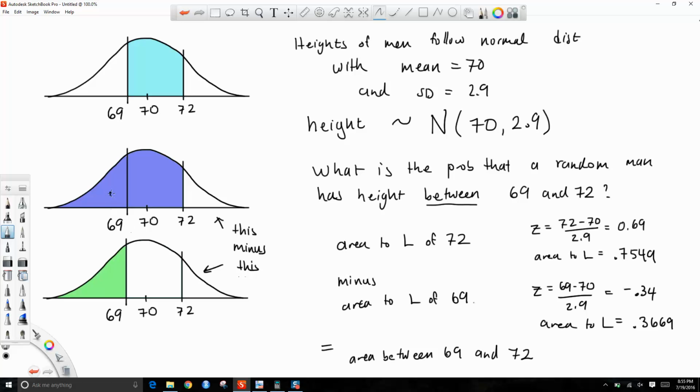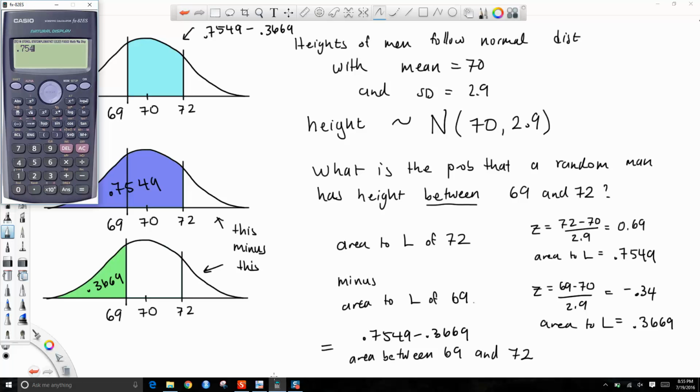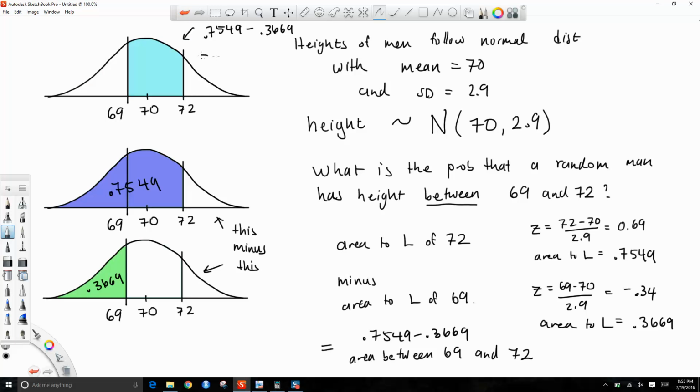Okay, so here I have 0.7549, and over here I've got 0.3669. So the area over here is going to be 0.7549 minus 0.3669, and I get 0.388. And that's going to be my answer. What is the probability that a random man has a height between 69 and 72? 0.388. So the key here is you find two different numbers, find the area to the left of them, and you take the difference between those.